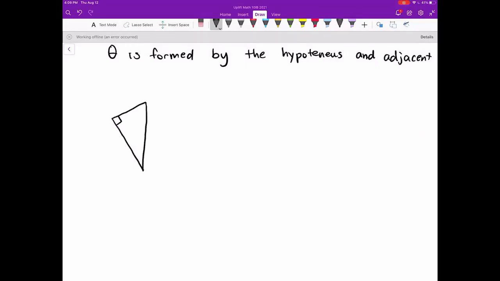Yes, that's a good drawing. What angle are we studying? The top one or the bottom one? We can do the top one. Okay.